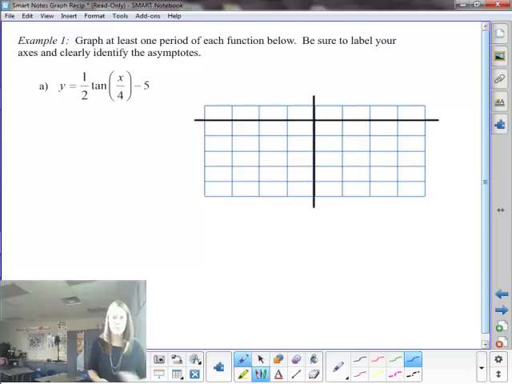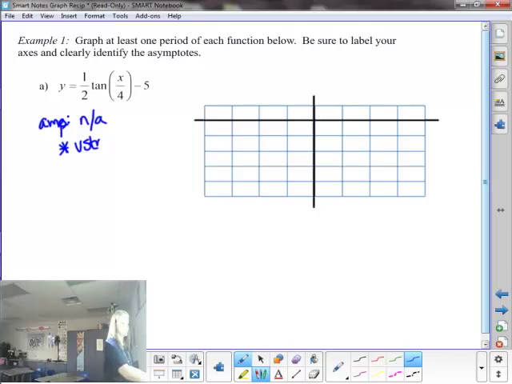Okay, next problem. So we've got y equals 1/2 tangent x over 4 minus 5. So let's identify some things we know. We know that the amplitude is, no, not 1/2. There is no amplitude. However, there is a vertical stretch, now in this case a compression I suppose, vertical squish if you prefer, a vertical compression by a factor of 1/2. It got squished.